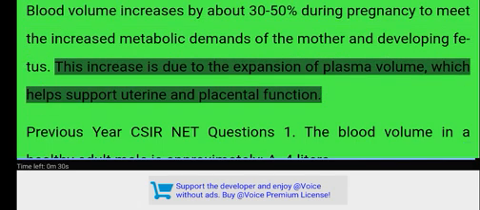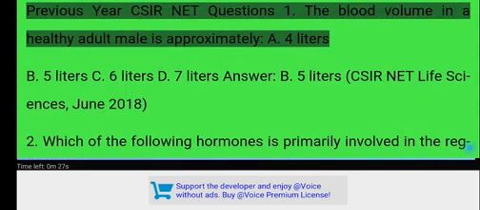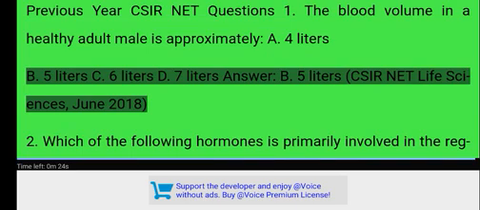This increase is due to the expansion of plasma volume, which helps support uterine and placental function. Previous year CSIR NET questions. 1. The blood volume in a healthy adult male is approximately: A. 4 liters, B. 5 liters, C. 6 liters, D. 7 liters. Answer: B, 5 liters. CSIR NET Life Sciences, June 2018.